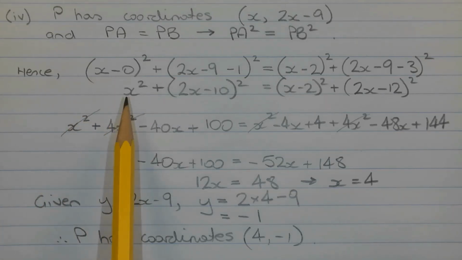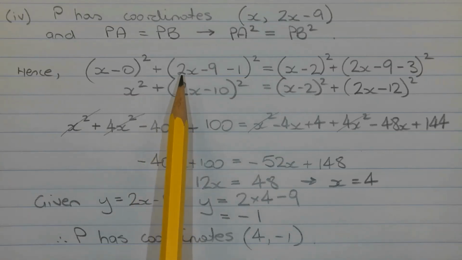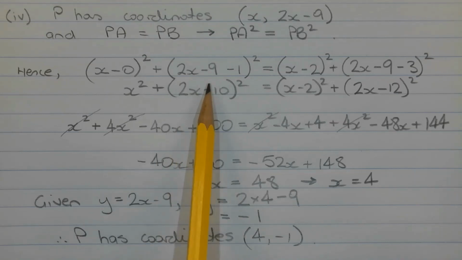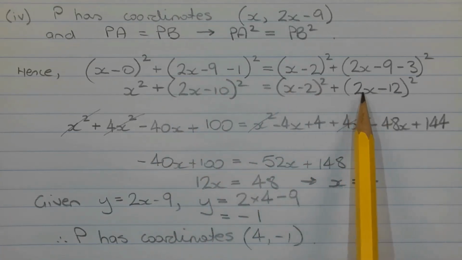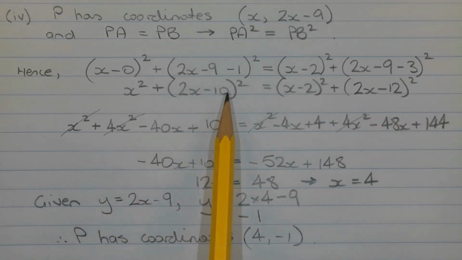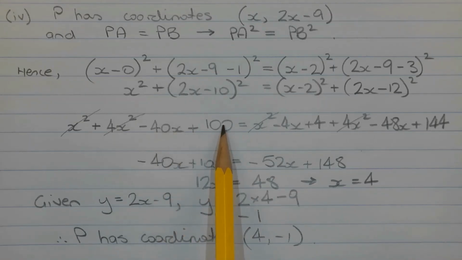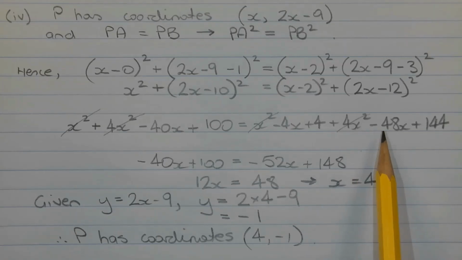Now x minus 0 is x, so (x minus 0) squared simplifies to x squared. 2x minus 9 minus 1 simplifies to 2x minus 10, so we have (2x minus 10) squared is equal to (x minus 2) squared plus (2x minus 12) squared. Now expanding the brackets here, here and here, using perfect square expansion, we get x squared plus 4x squared minus 40x plus 100 is equal to x squared minus 4x plus 4 plus 4x squared minus 48x plus 144.